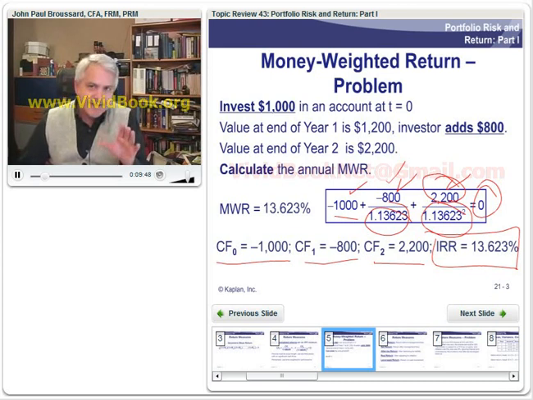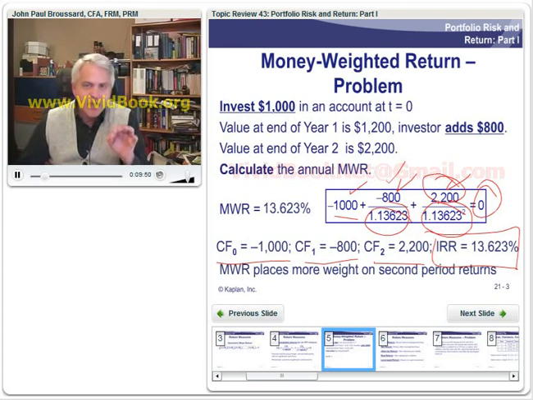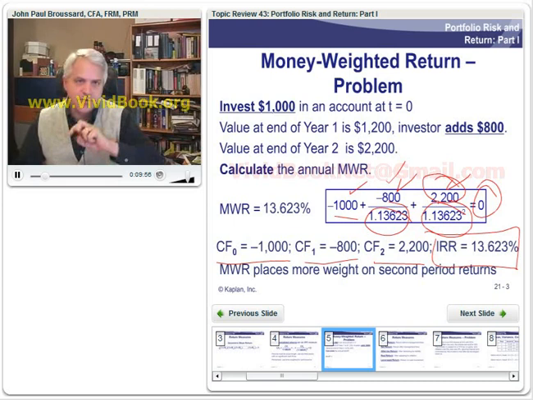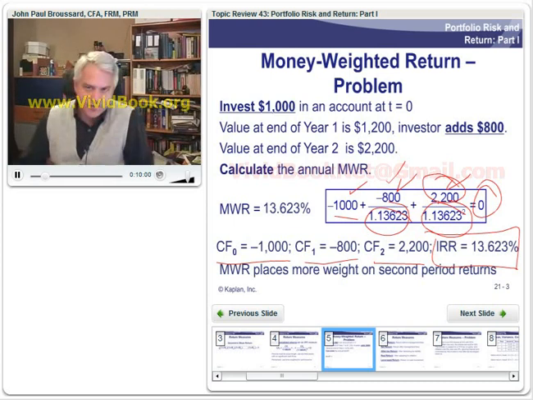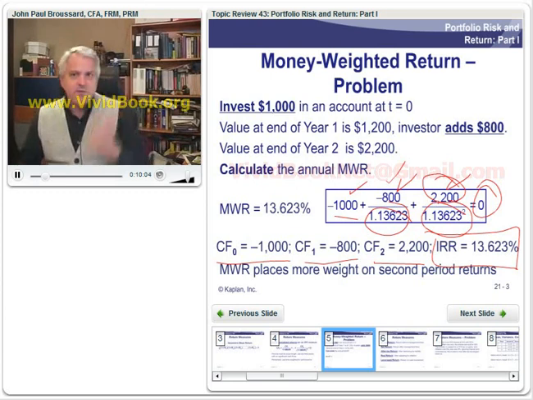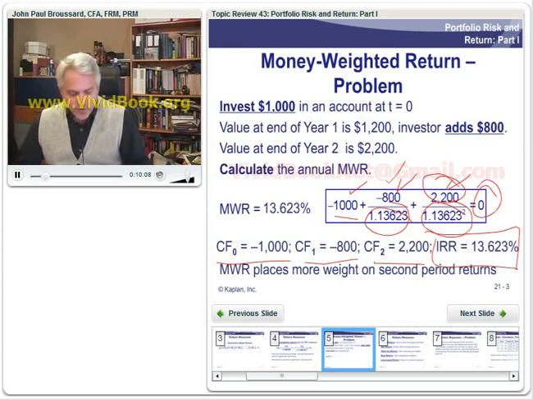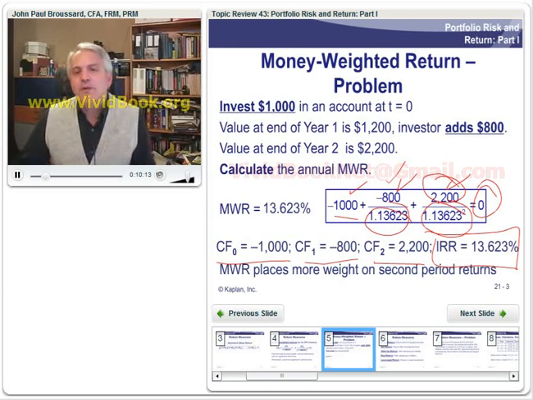So the idea is the same. Just think of the standpoint that we are formulating the denominator that sets this equation equal to zero, i.e. the value of the cash flows in the numerator equal to zero over time. Now, what happens in this particular example, because the $2,200 is the biggest value, we get a little bit more weight on those second period returns than we do on the first and initial.